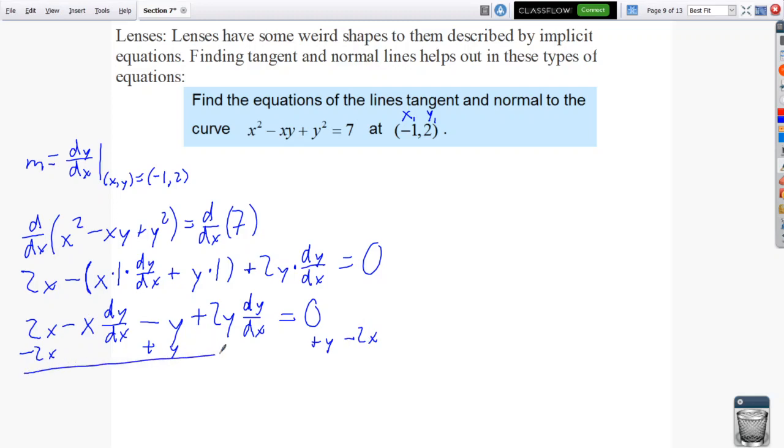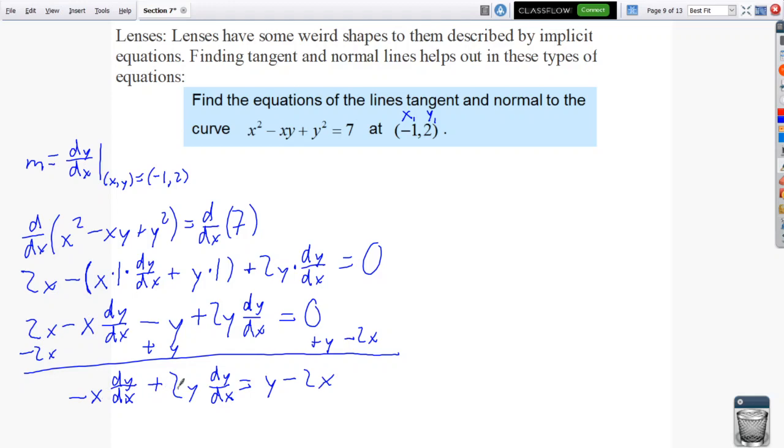So, in my opinion, I would now have negative x dy dx plus 2y dy dx is equal to y minus 2x.